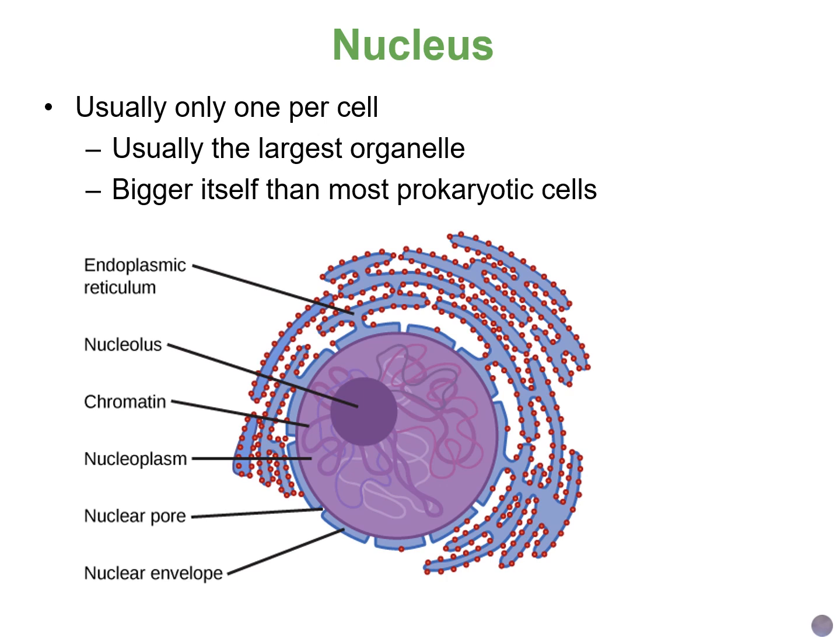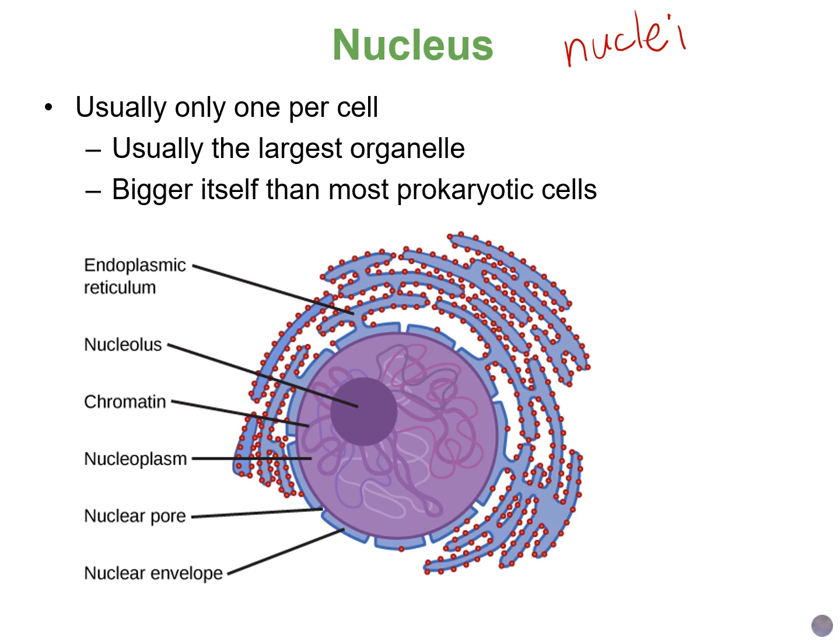We usually find it near the center of the cell. There's usually only one in each cell, but that's not always true. For example, in humans, our skeletal muscle cells are multinucleated. We have more than one nucleus, and the plural form of nucleus is nuclei.